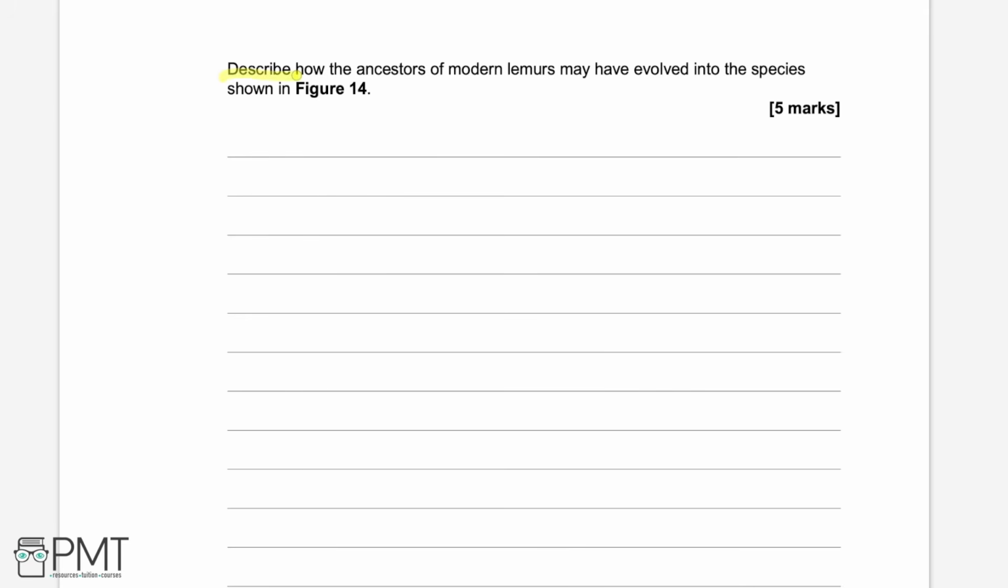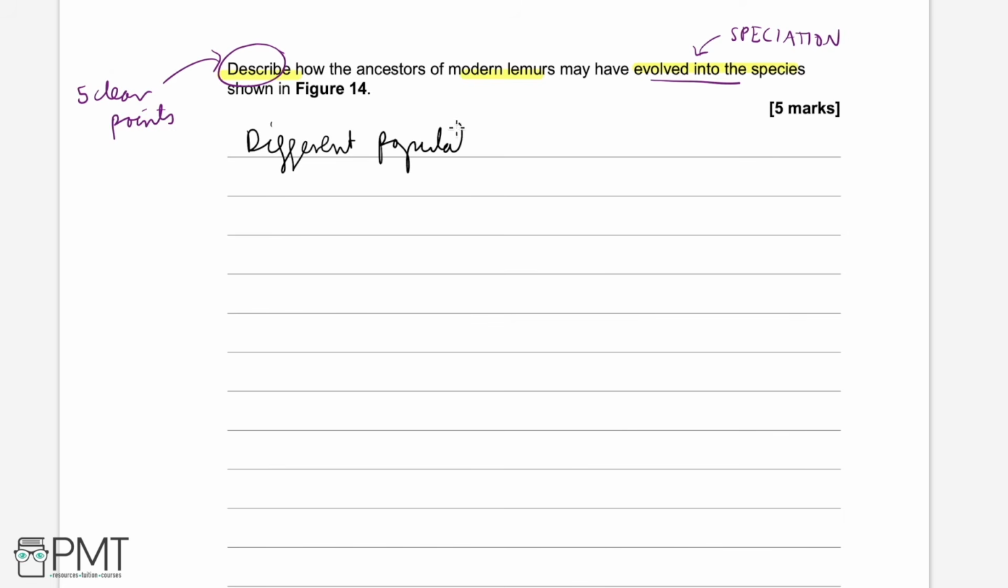Describe how the ancestors of modern lemurs may have evolved into the species shown in Figure 14. So this is a 5-mark describe question. So we need to get 5 clear, concise points without explaining anything. Essentially what we're being asked to find here is to describe the process of speciation: how individuals that arrived as lemurs onto Madagascar form into different species over time.